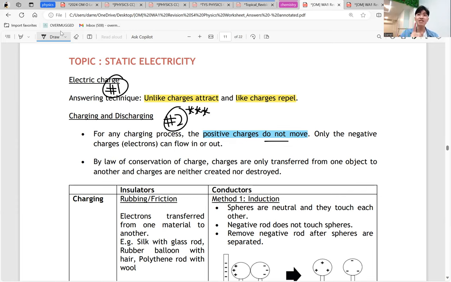Meaning, if you ever see someone write that the positive charge moves, as a teacher, I don't even read the rest of the sentence. It's just straight away wrong. The whole concept is wrong. Okay? What I'm going to do for you is show you an O-level question. Just by these 2 facts alone, you see if you can solve it. Let me find a question for you.